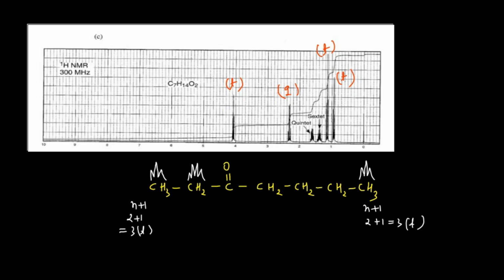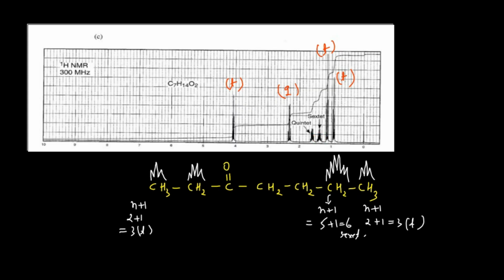So you can simply apply the n+1 rule to this particular one. If you apply the n+1 rule, what will happen? I'm writing n+1, where n is the number of neighboring hydrogens, which is 5 in this case. 5 plus 1 equals 6. 6 means it is a sextet. Sextet means 6: 1, 2, 3, 4, 5, and 6. This is your sextet, and it is here actually.